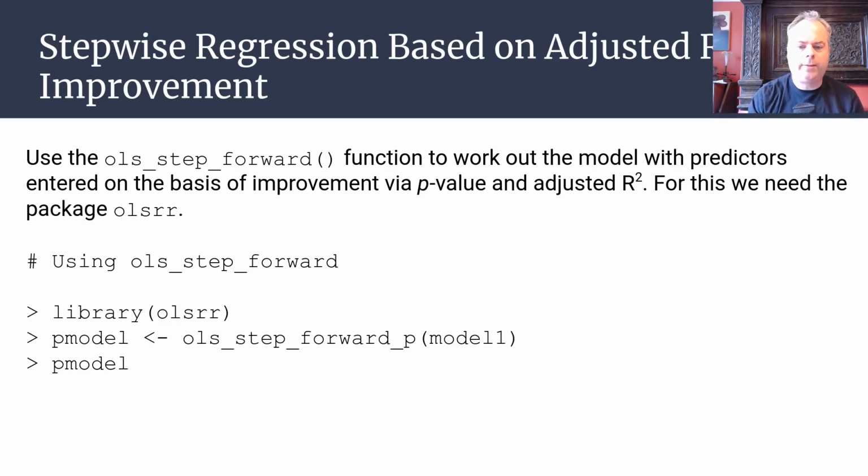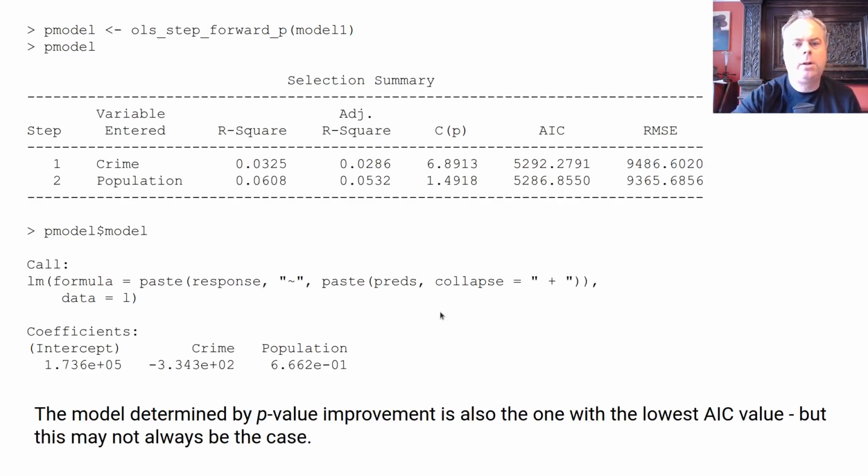I'm using the ols_step_forward_p function, so we're going to do it based on improving the p-value. I'm going to map it onto my variable called p_model, and we can look at the output here, and it's pretty much the same thing, isn't it? We've got our model where we've got our house prices predicted by crime and population. So we've arrived at the same sort of model here, but in a different way.